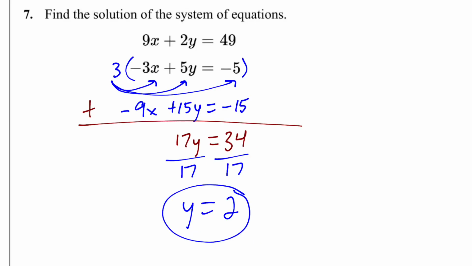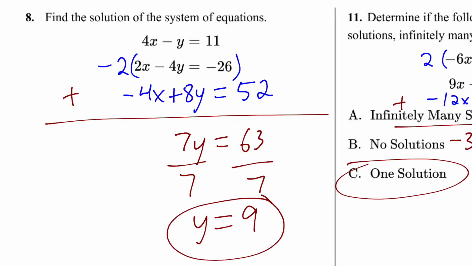Number 7, to set it up for elimination. Does 2 go into 5? No. Does 3 go into 9? Yes. So I'm going to triple this entire bottom equation. Now that I've done so, I can scribble this out so I am not confused. 9 plus -9 goes away. I would cross that part out. 2 plus 15 gives me 17y. 49 minus 15 gives me 34. Last step, divide both sides by 17, y equals 2.